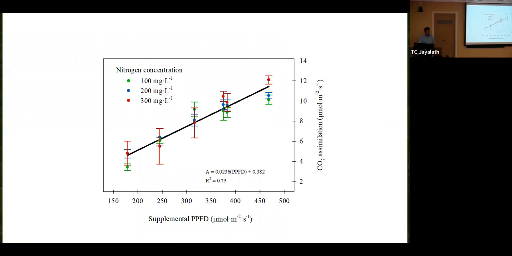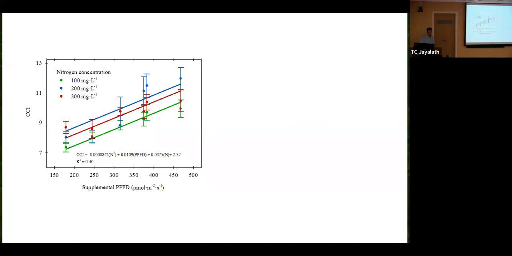We expected to see more photosynthesis with increasing nitrogen, but unfortunately we did not see any higher CO2 assimilation or higher photosynthesis with changing nitrogen levels. For the reason for that, we think one of them, as you see in the chlorophyll content, is that when the nitrogen level is 100, which is in green, you can see the chlorophyll level is lower compared to the treatments with higher nitrogen levels. So those plants can absorb less light compared to the other plants.